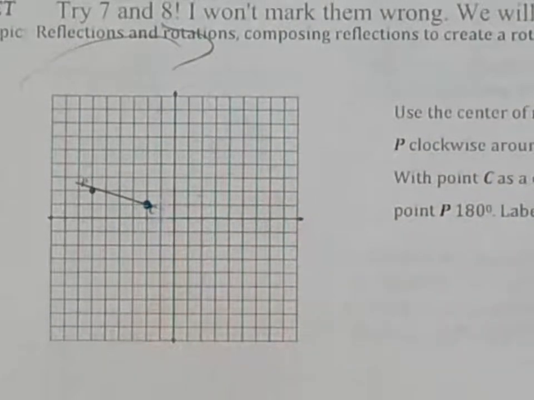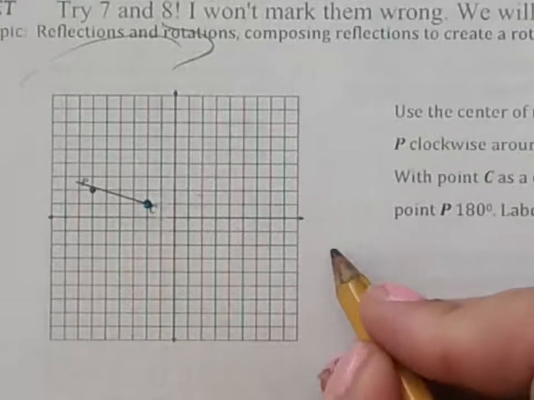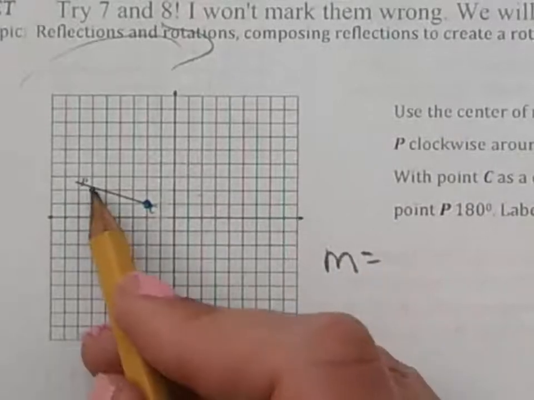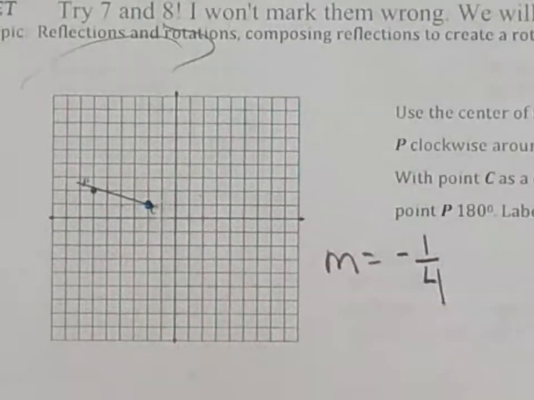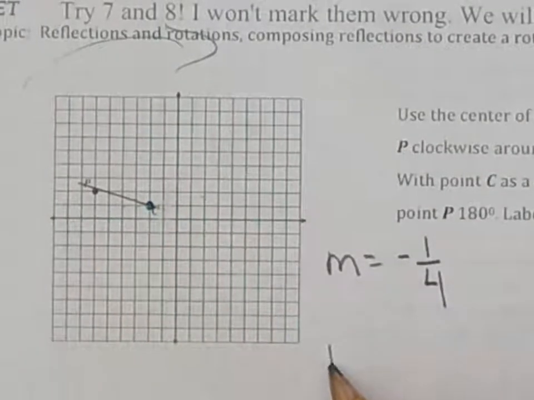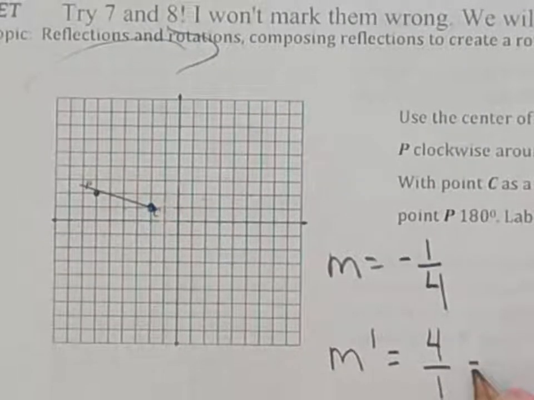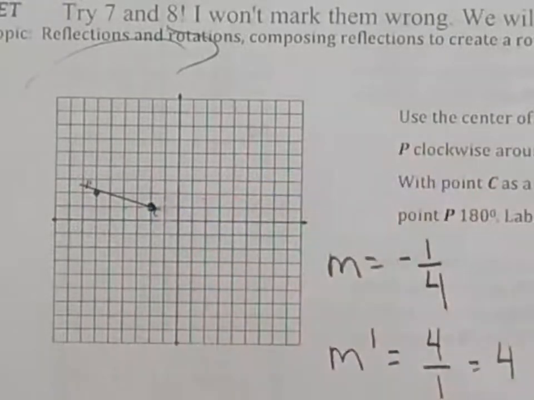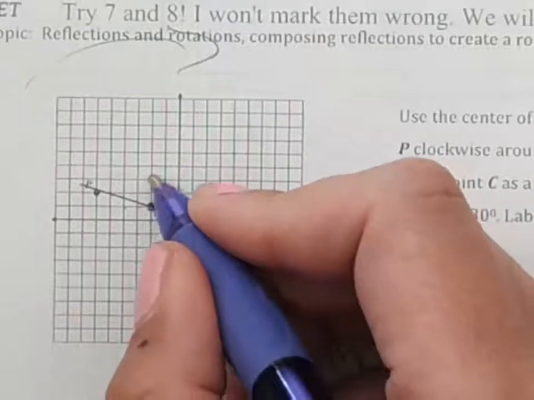All right. So perpendicular line. First we have to figure out the slope of this line. It is down 1, then 1, 2, 3, 4. Negative 1 over 4. Let me do that one more time. Down 1, and then 1, 2, 3, 4. So negative 1/4. So my perpendicular line is going to be, flip it, and then change the sign. So it'll be 4 over 1, or just 4. So I can just go up 4, 1, 2, 3, 4 over 1.